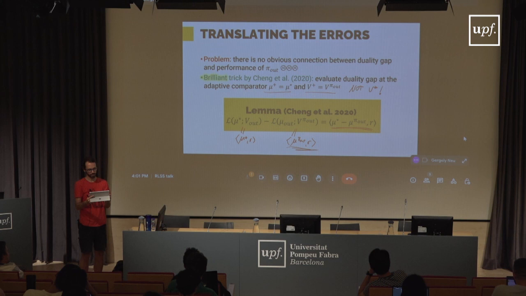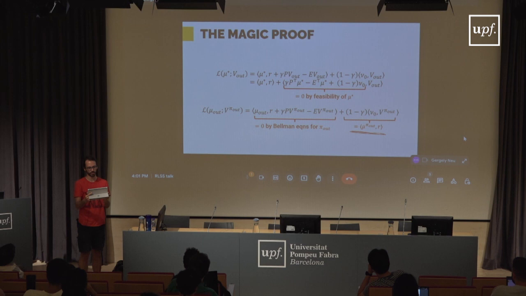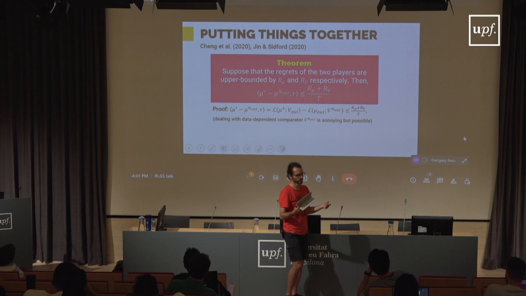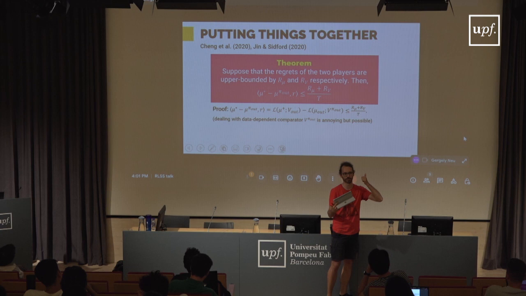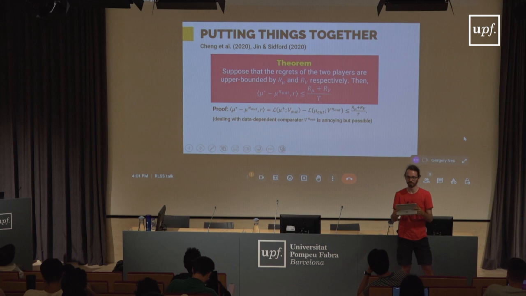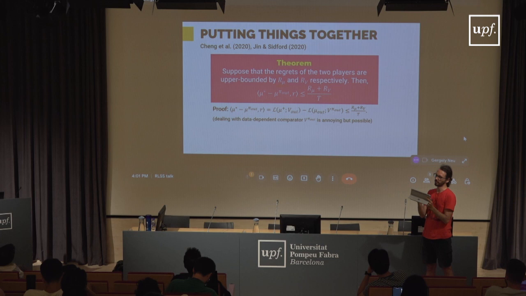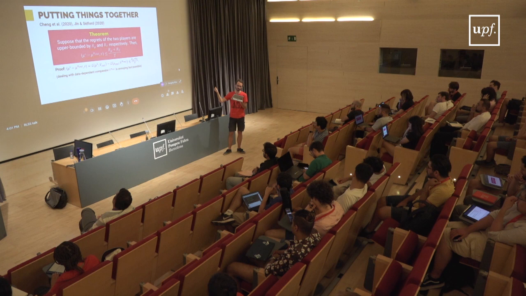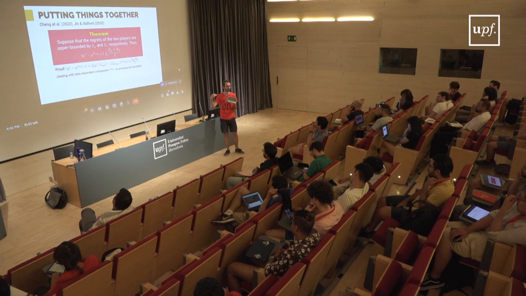Let me show you then what sort of guarantees one can derive from this. If we run iterative algorithms for both the primal and the dual players, for example, the scheme that I showed you before, exponential weights for the max player and gradient descent for the min player, and let's say that these methods have regret bounded by R_mu and R_V, respectively, then what I can show using the previous calculation is that the suboptimality of the policy that I output is simply upper bounded by the regret of the mu player plus the regret of the V player, divided by T. So this is just putting the two previous results together, and it follows from this one-line calculation at this point.